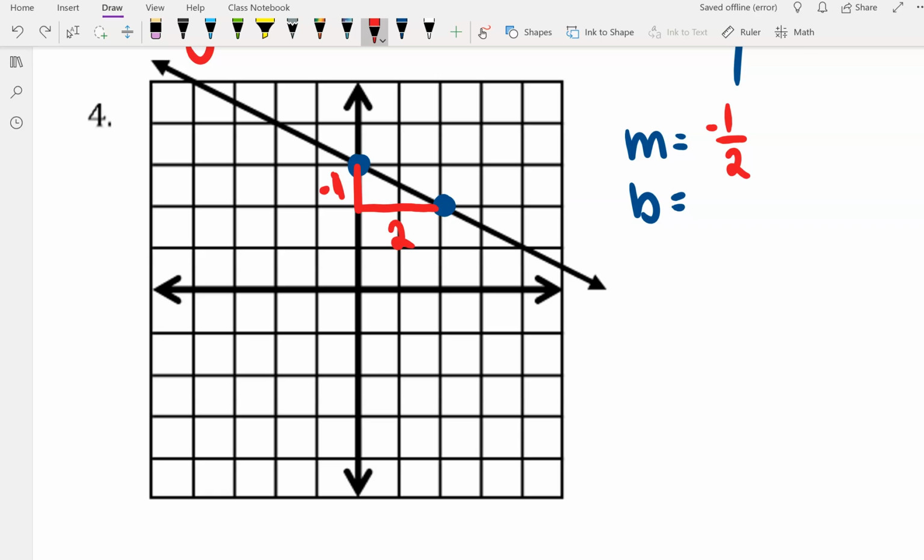And then to find the b, that's just the number or where it crosses the y-axis. Remember, this is the y-axis. It crossed the y-axis right here at 1, 2, 3. So the b is 3. So our equation is going to be y equals m is 1/2 x plus b, which is 3.